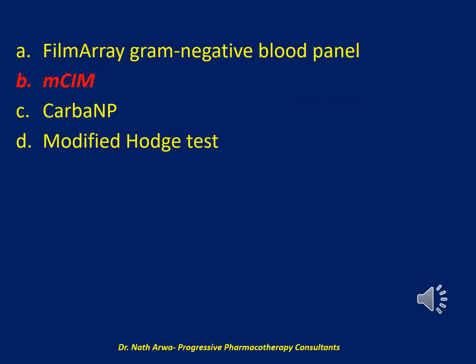And the correct answer is B. MCIM, which is able to detect OXA-48 production. Modified Hodge test had greatest sensitivity for KPC type and is not reliable for OXA-48 detection. Carba NP is unreliable for OXA-48. FilmArray does not test for OXA type enzymes. Let's advance to the next slide, please.